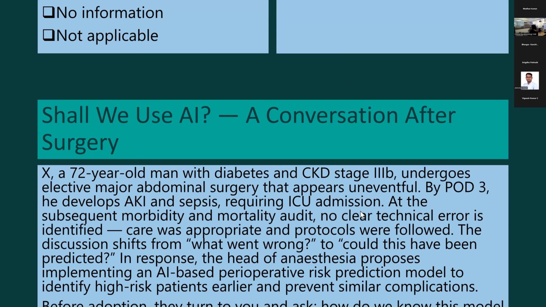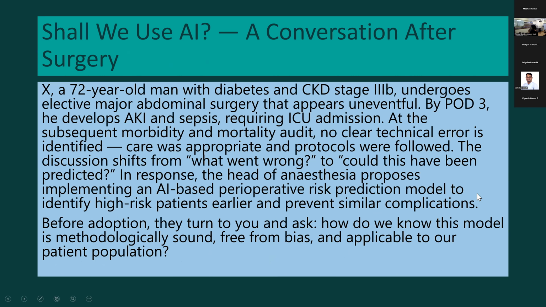So let's move on to a case scenario. There is Mr. X. He's a 72-year-old gentleman with diabetes and chronic kidney disease stage 3B. He undergoes an elective major abdominal surgery that appears to be uneventful. On post-op day 3, he develops acute kidney injury and sepsis. He requires ICU admission.